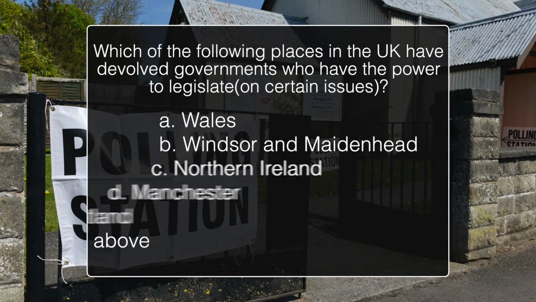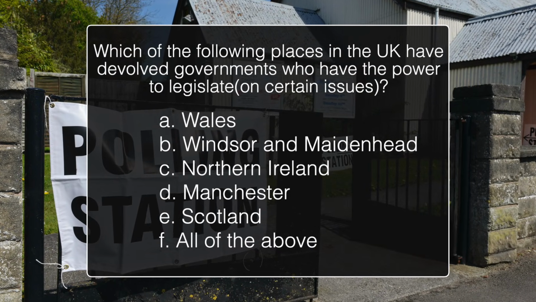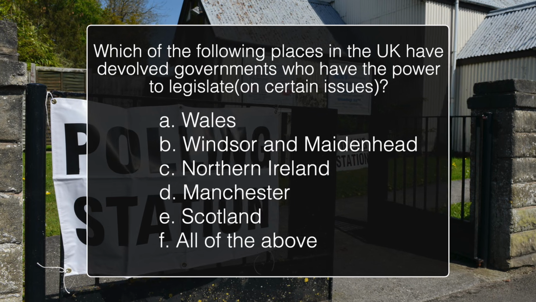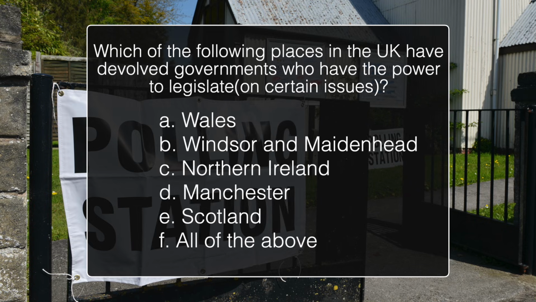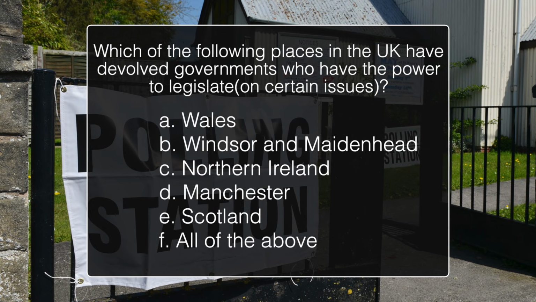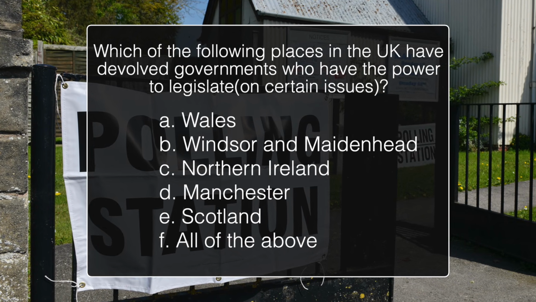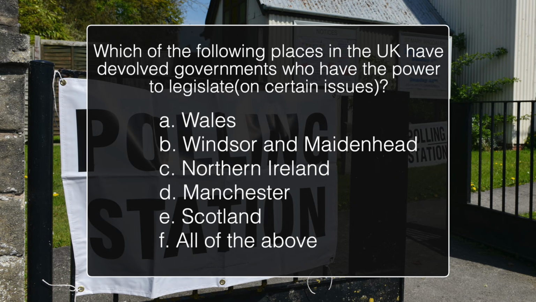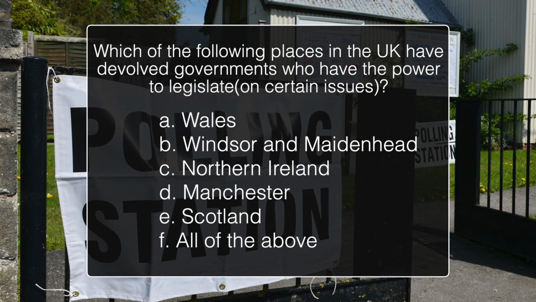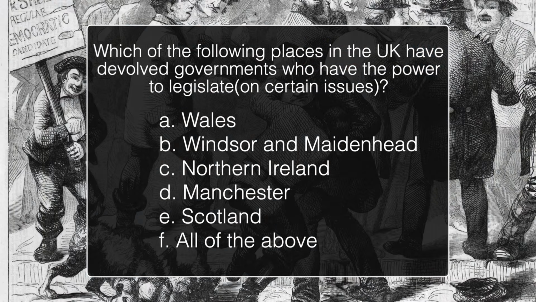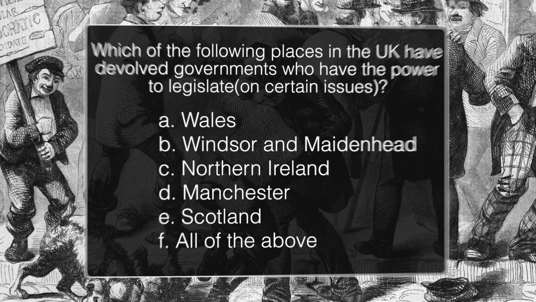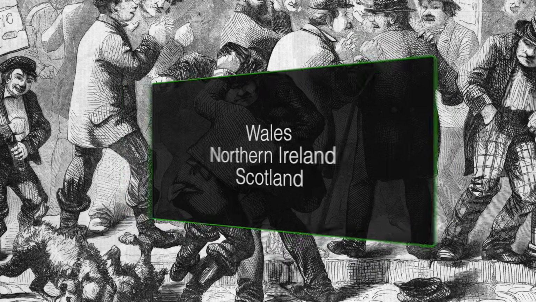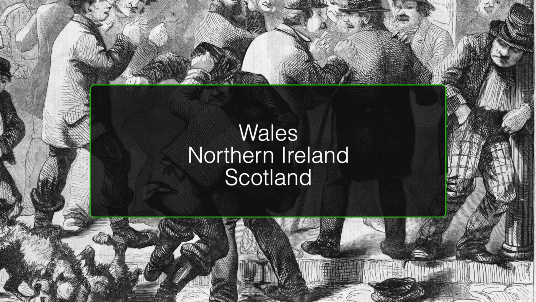Which of the following places in the UK have devolved governments who have the power to legislate on certain issues? Wales, Windsor and Maidenhead, Northern Ireland, Manchester, Scotland, or all of the above? The answer is Wales, Northern Ireland, and Scotland.